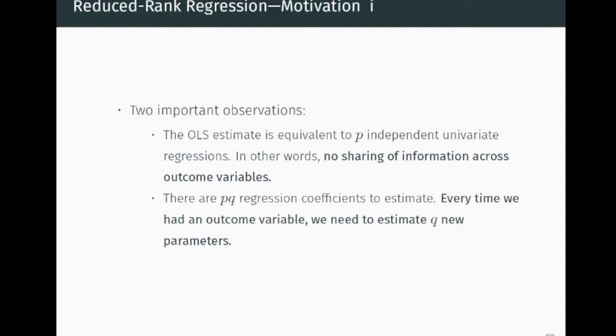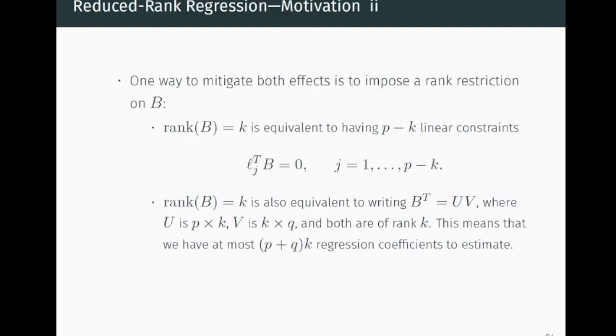And then the second important observation is that the matrix B itself is q times p, and so it has p times q regression coefficients that we need to estimate. So every time we add an outcome variable, we need to estimate q new parameters. And so we see how it grows pretty quickly. And so this is sort of the motivation for reduced rank regression.